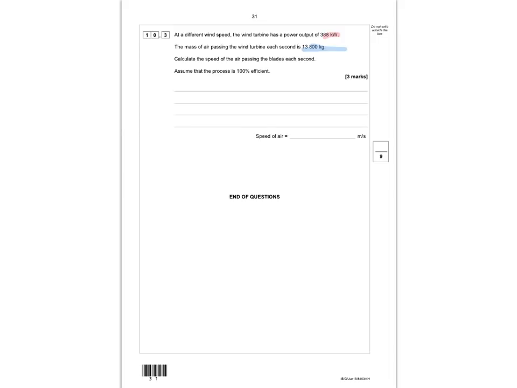To do that, we're going to have to use the kinetic energy equation, and we'll have to find out what the power is in watts. Remember, that's going to be equal to joules per second, which we'll be able to use in the equation. So for the conversion for power, I've done 388 multiplied by 1,000 to get 388,000 watts. And now all I need to do is substitute those into the kinetic energy equation.